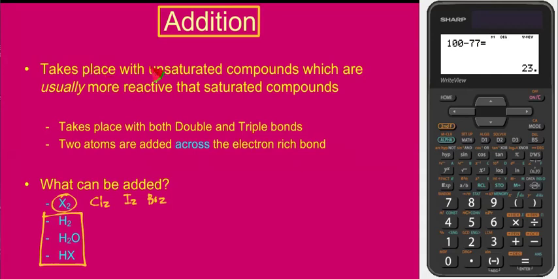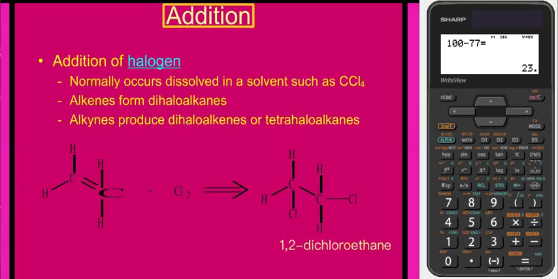Okay, it says it takes place in the unsaturated, meaning double bond, triple bond compounds, which are usually more reactive than saturated. So can you see double, triple, multiple bonds are more reactive than single bonds? Okay, it says it takes place in double, triple bonds. Okay, we know what to do here. Let's go back here.